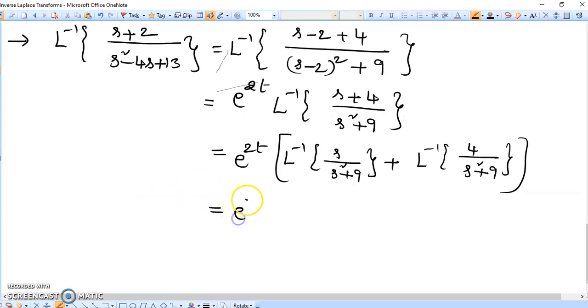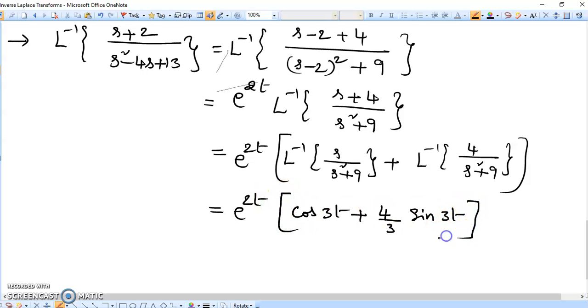So what is this now? It is equal to e power 2t. L inverse of s by s square plus 9. 9 is 3 square. L inverse of s by s square plus 3 square is cos 3t. Okay, plus 4 is a constant, and we can multiply and divide this with 3, so that it will be 3 by s square plus 3 square, which is sine 3t. Okay, so this is our final answer. Okay, in that way the inverse Laplace transform can be applied using the first shifting theorem.